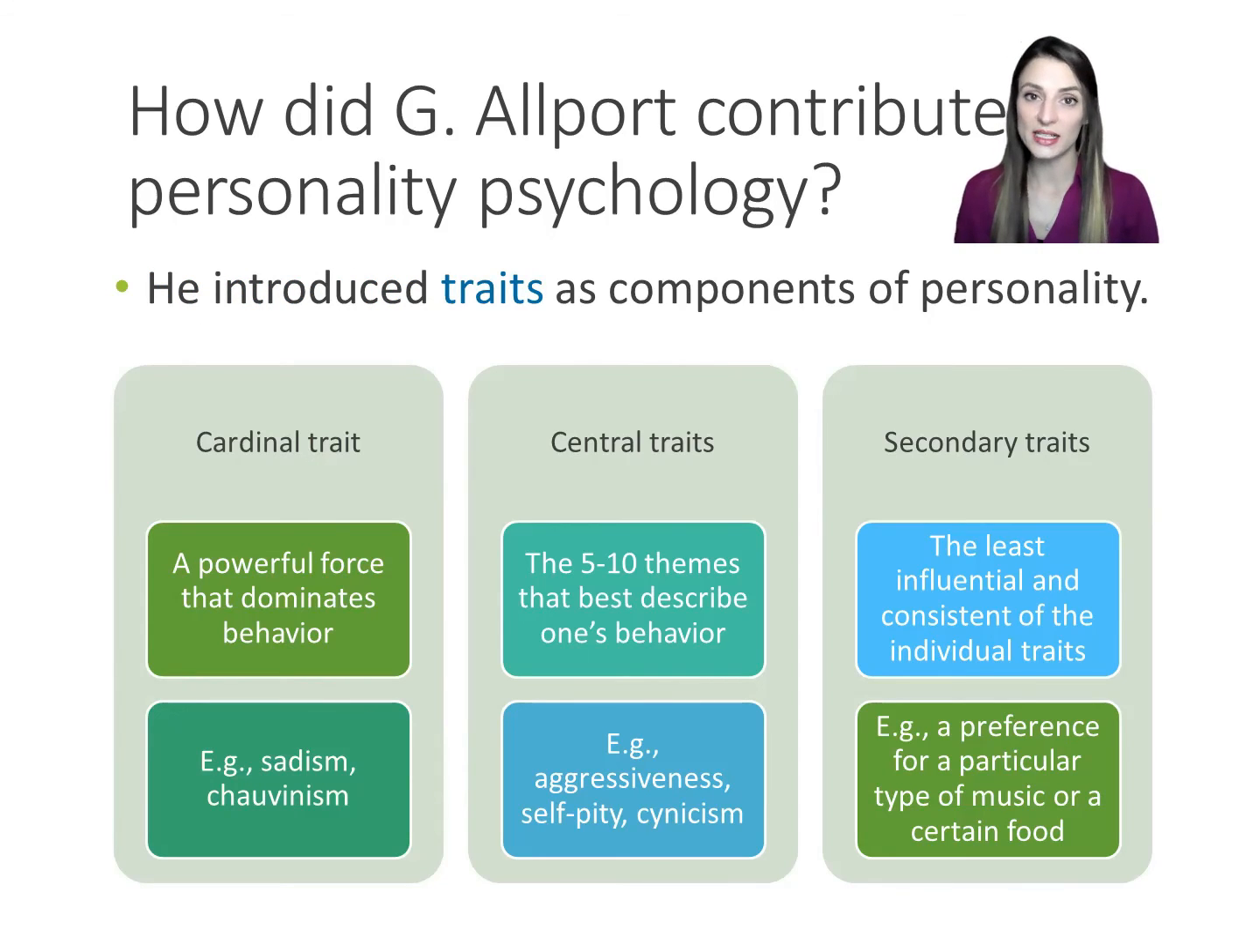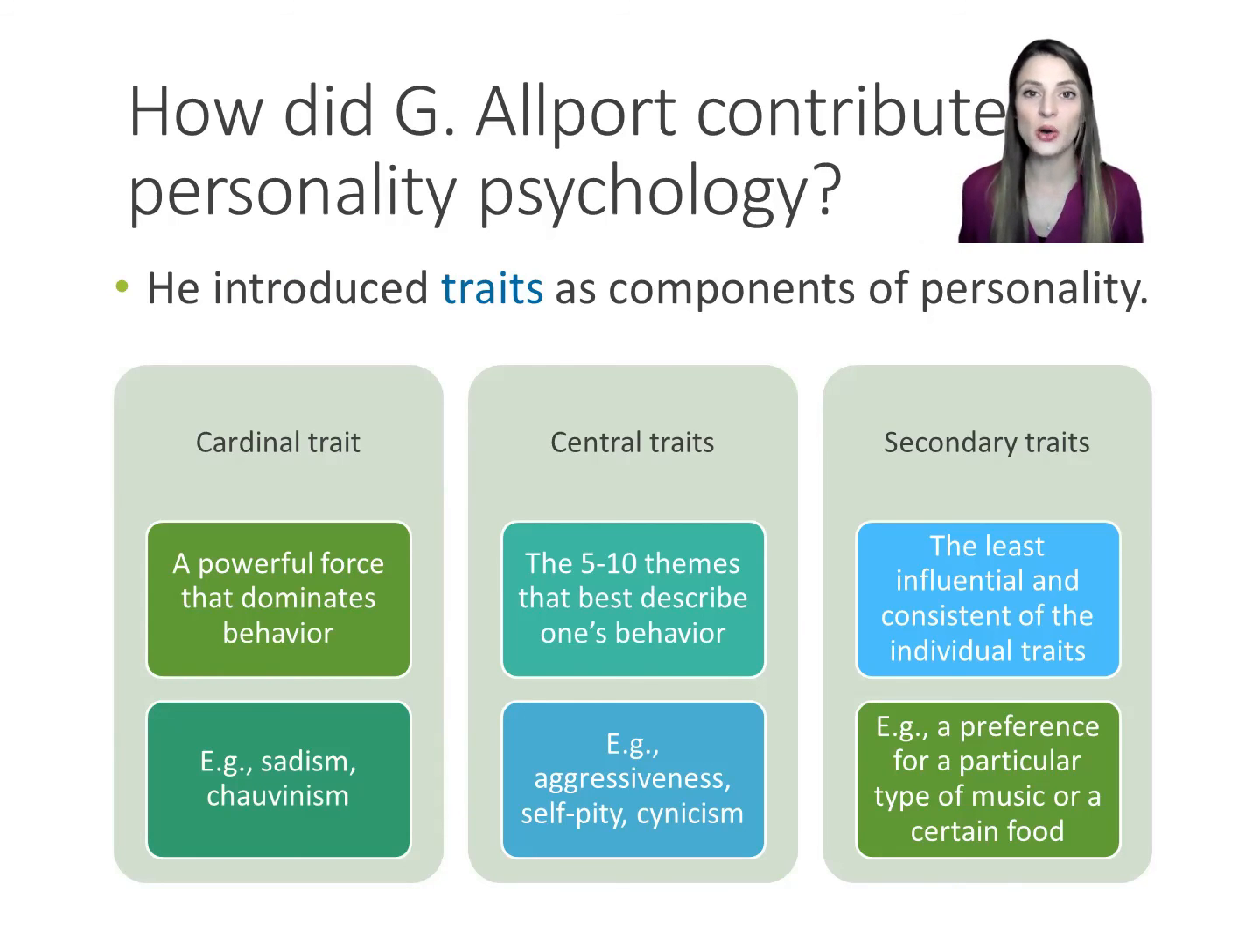Gordon said traits are the most basic unit of personality. Today, many people, even those who don't study psychology, talk about personality traits. That word came from Gordon Alport in the mid-1900s. He introduced several different types of traits: cardinal traits, central traits, and secondary traits. I'll just go over them briefly here, to give you a chance to think about your own personality and which traits might describe you.